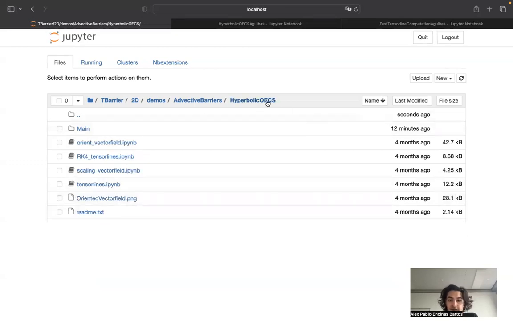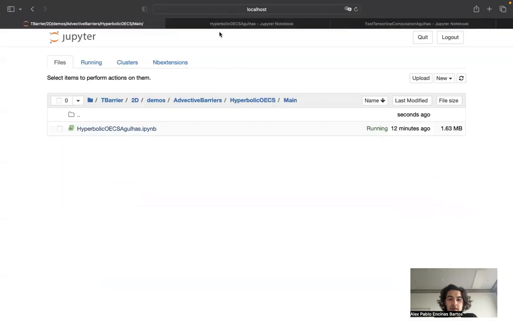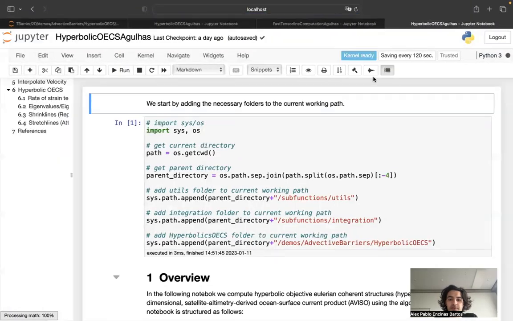So the files are located in the hyperbolic OECS folder. Again, these four auxiliary notebooks are basically exactly the same as the ones from the LCS computation. And we'll again highlight our results on the Agulhas region.